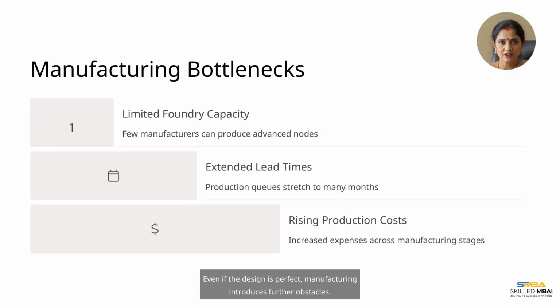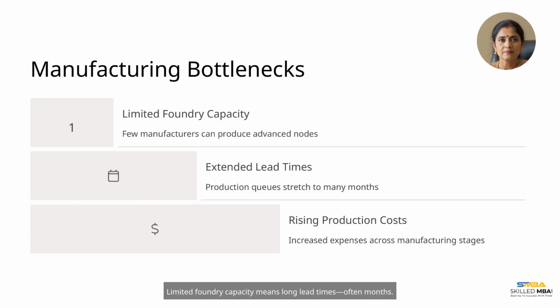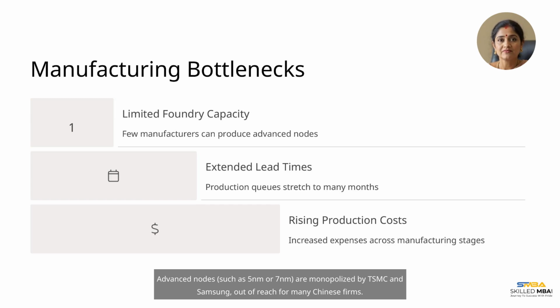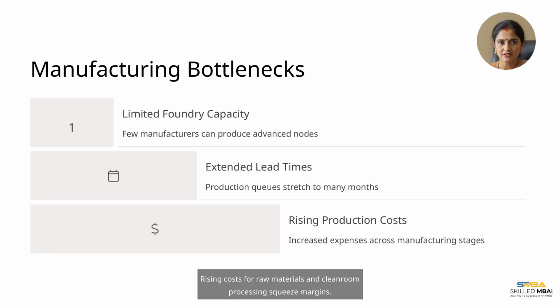Even if the design is perfect, manufacturing introduces further obstacles. Limited foundry capacity means long lead times, often months. Advanced nodes, such as 5nm or 7nm, are monopolized by TSMC and Samsung, out of reach for many Chinese firms. Rising costs for raw materials and cleanroom processing squeeze margins. LeapFive must work with second-tier foundries and still deliver world-class chips, an incredibly difficult balancing act.